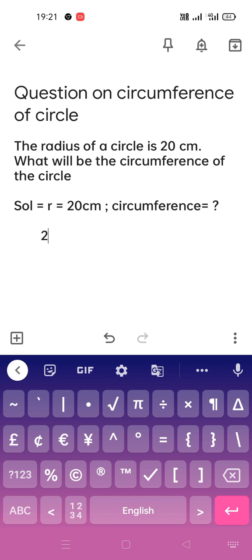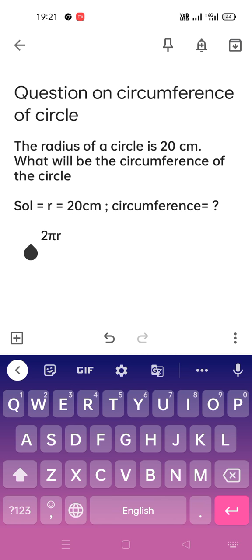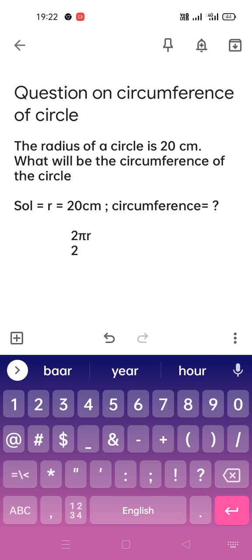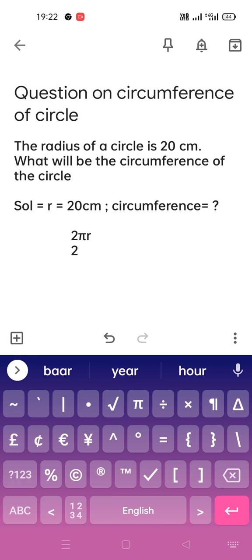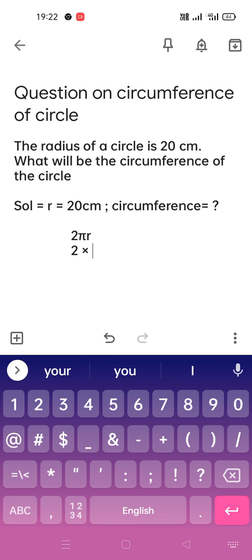Pi r. Okay, 2 pi r, this is the formula. So we know the value of pi, what is the value of pi? You must know it. You should learn it in fraction. I am asking in fraction. When we solve the question, till the value is not given to you in the question, you have to apply the fraction value.